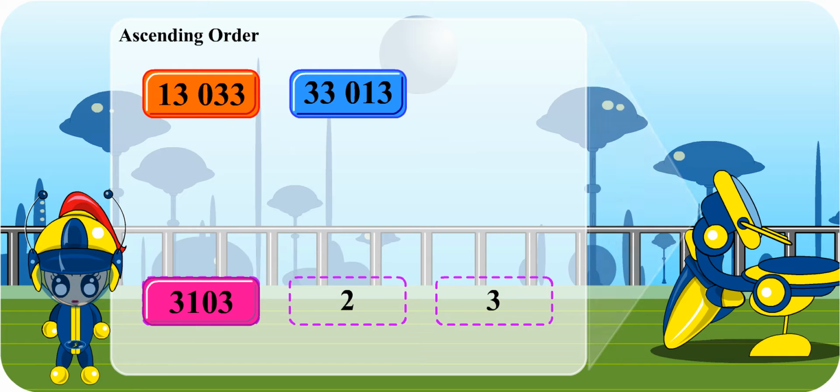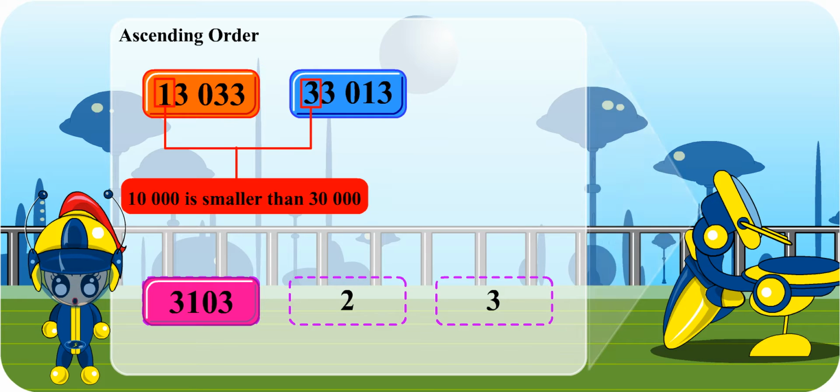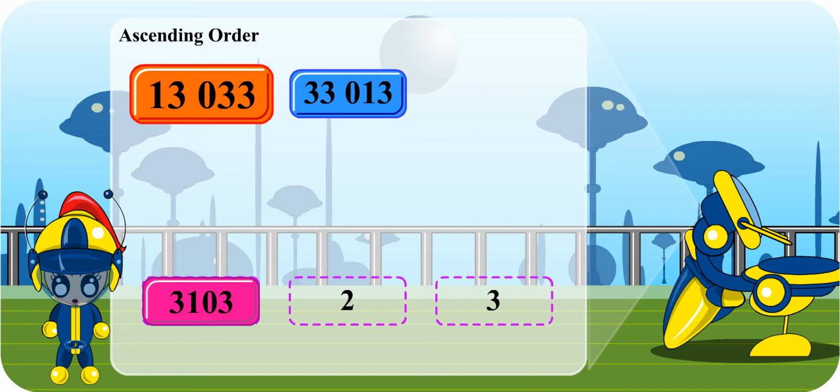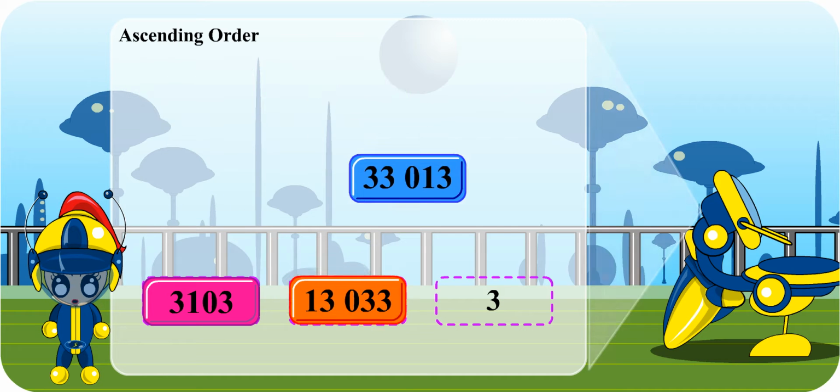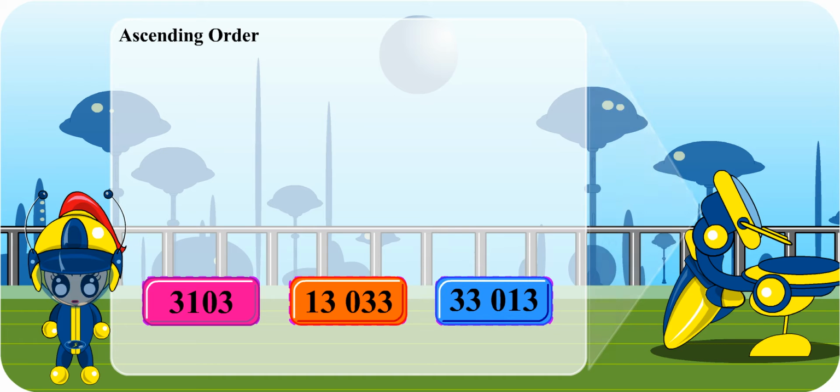Next, I compare the 10,000s digits of both 13,033 and 33,013. As 1 10,000 is smaller than 3 10,000s, 13,033 is smaller than 33,013. Thus, the three numbers in order are 3,103, 13,033, and 33,013. Right, you have to be careful with the place value when comparing numbers and putting them in order.